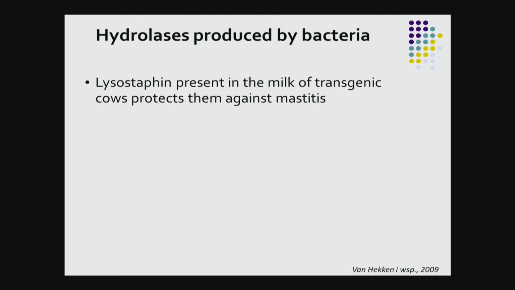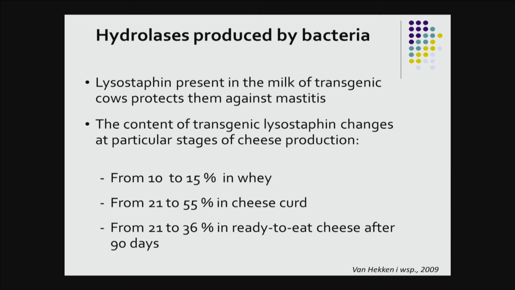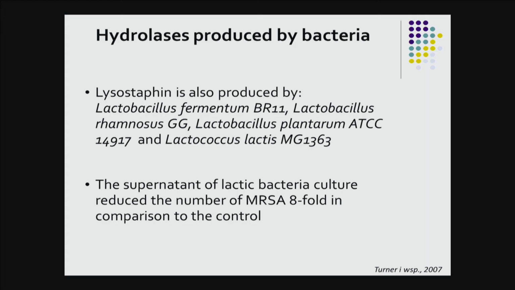And two additional facts: this lysostaphin also stays in the cheese during cheese production, and here you have the level, as a percent of the previous amount of lysostaphin, at these particular stages. Thanks to this lysostaphin, microorganisms, for example Staphylococcus aureus, won't grow in this kind of cheese. And also lysostaphin is produced by lactic bacteria. Scientists made this kind of GMM, genetically modified microorganism, and the supernatant of the lactic bacteria culture reduced the number of methicillin-resistant Staphylococcus aureus 8-fold in comparison to the control.